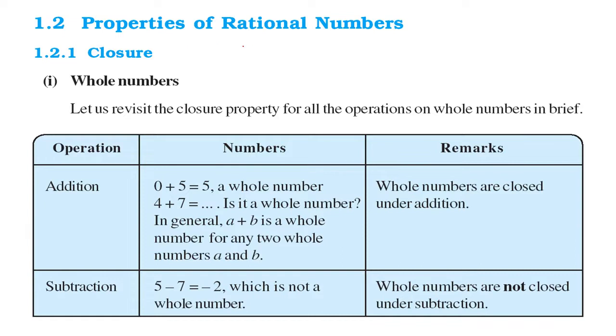Properties of rational numbers. Closure property. This property says that if we add two whole numbers, natural numbers inclusive of 0, you'll get a whole number. If you subtract two whole numbers, you may get a number which is not a whole number. So when we talk about the closure property in terms of whole numbers, for addition it's okay, but for subtraction we get minus 2, which is actually not a whole number.